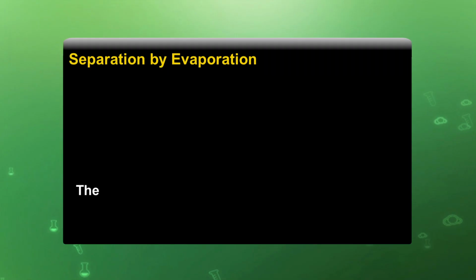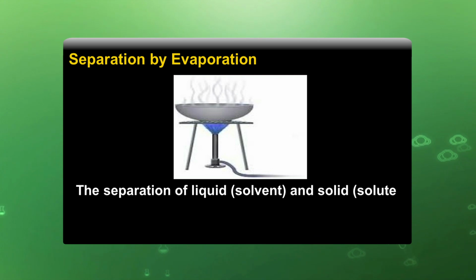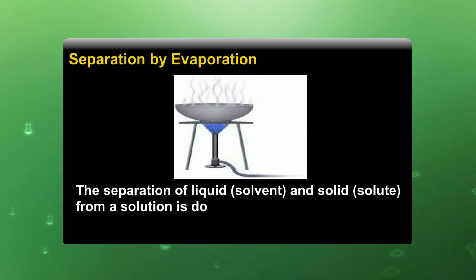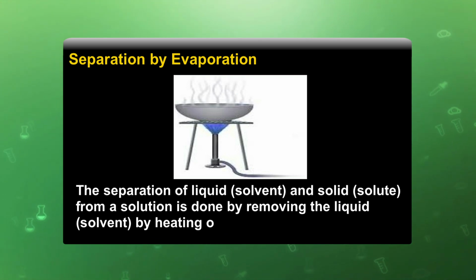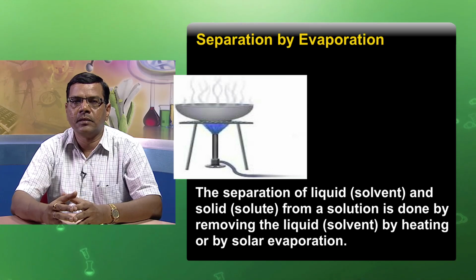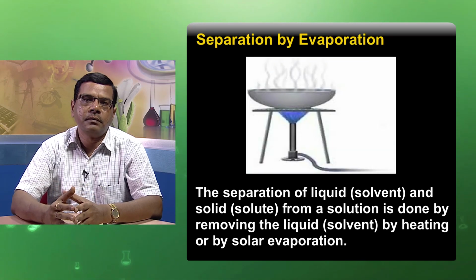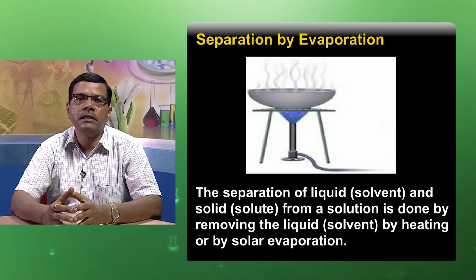Separation by evaporation. There are some types of mixture, for example, the separation of a liquid solvent and a solid solute from a solution, which is done by removing the liquid solvent by heating or by solar evaporation. In this example, water is volatile, but the solute particle is not volatile.